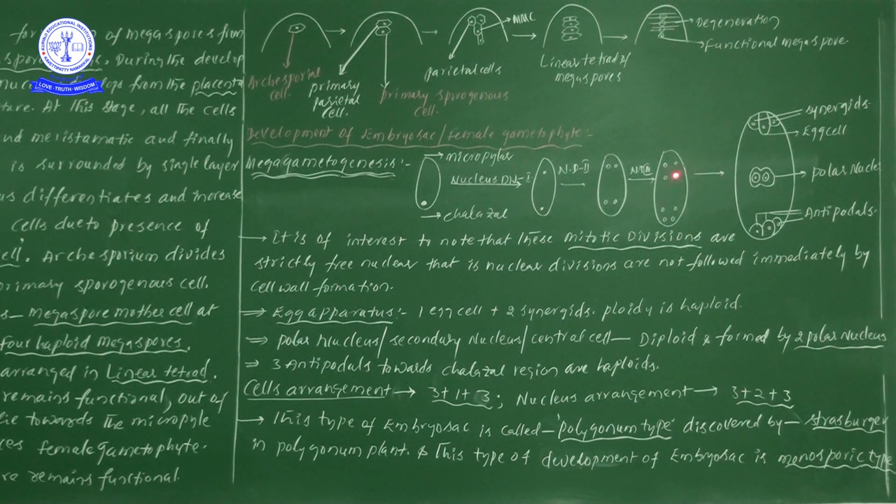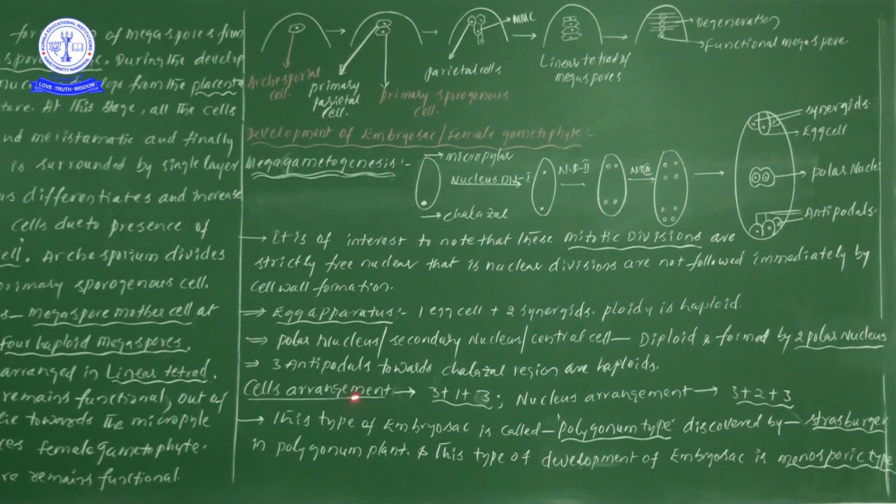Look once more. Here four cells are there, and out of four, one cell goes to the center. Here also four cells are there, and one cell goes to the center. So both together are involved in the development of the polar nucleus. Next, the three antipodals, which are situated towards the chalazal region, are also haploid. So among the structures inside the embryo sac, only the polar nucleus is diploid; all the remaining cells are haploid.